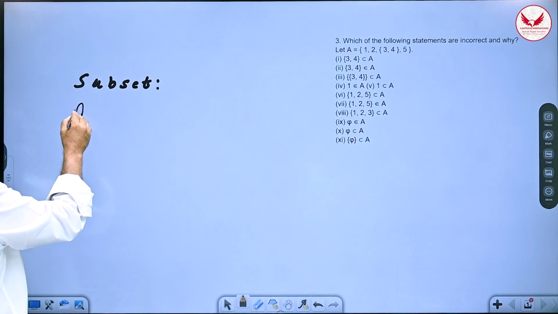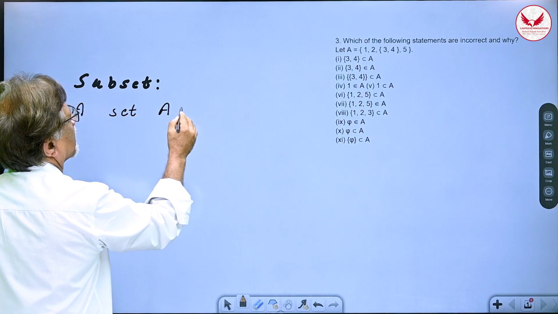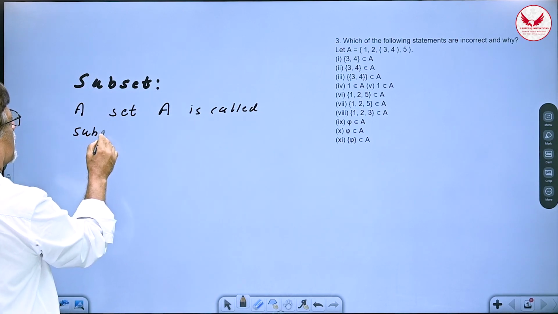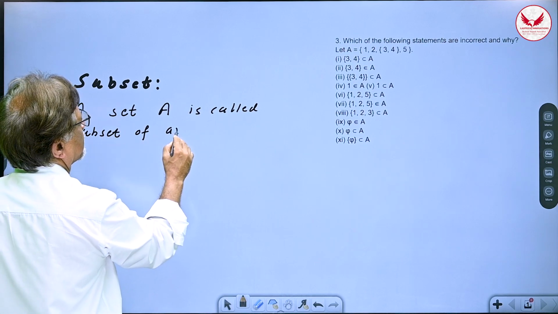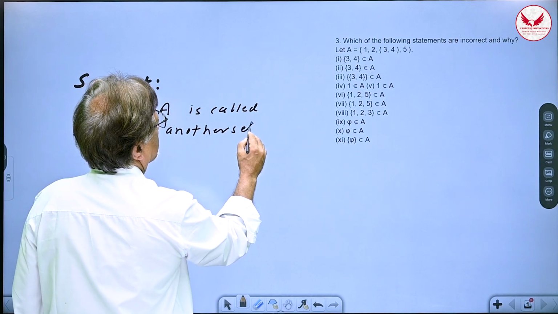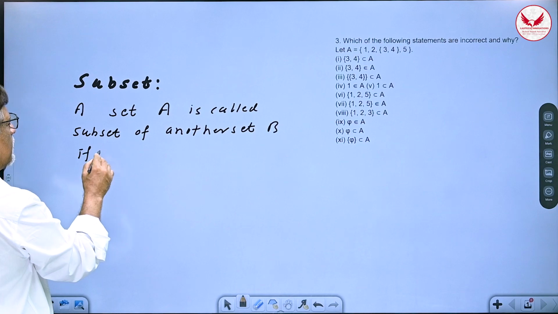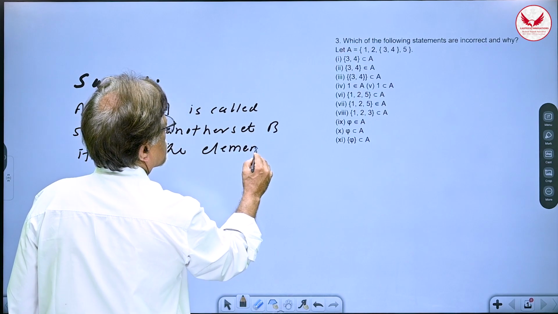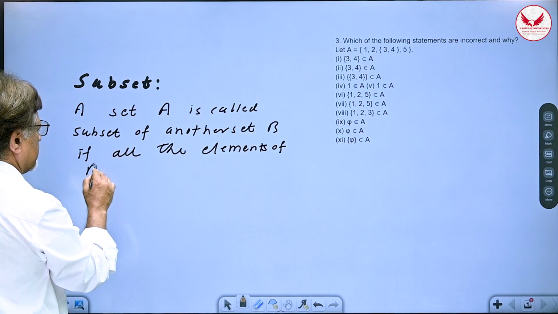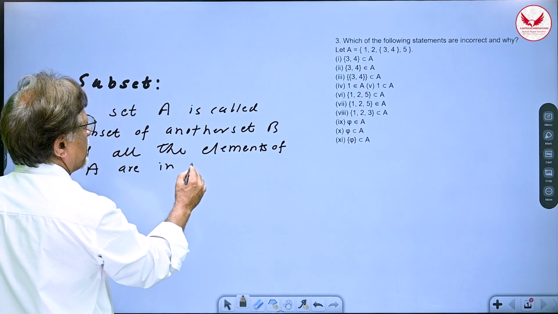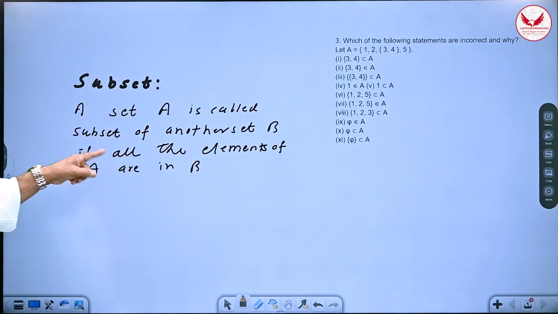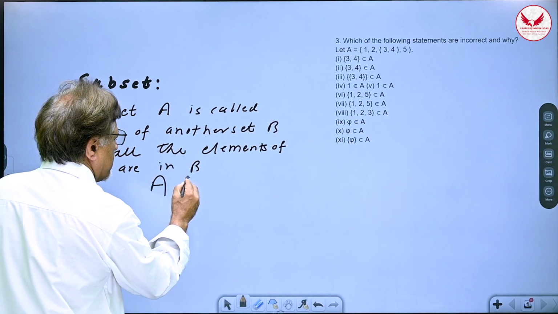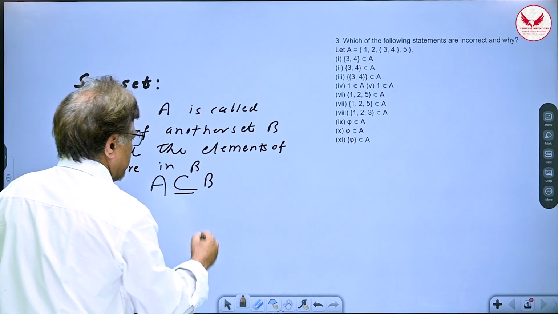A set A is called a subset of another set B if all the elements of A are in B. Every element of A must be in B. Then we say that the set A is a subset of B. So symbolically we will write it like this: A is a subset of B.